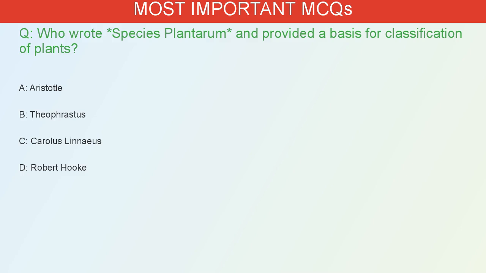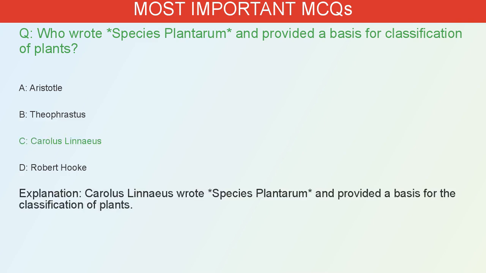Who wrote Species Plantarum and provided a basis for classification of plants? A. Aristotle. B. Theophrastus. C. Carolus Linnaeus. D. Robert Hooke. The correct answer is C. Carolus Linnaeus wrote Species Plantarum and provided a basis for the classification of plants.